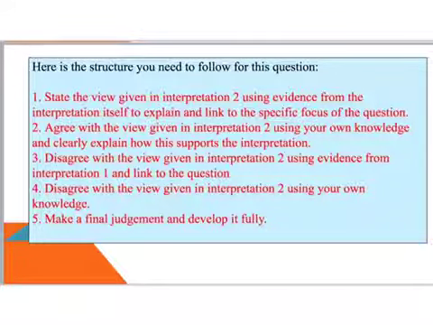What you should be looking for really is a minimum of 2 main body paragraphs with a conclusion. You can break those main body paragraphs up if you wish. You may go for 1 paragraph to agree with the interpretation and then 2 to disagree with it. You can be flexible on that, but what you must do is make sure that you state the view given in the interpretation first. Obviously it's interpretation 2 in this particular case because that's what the question demands, and then use evidence from the interpretation to link it to the specific focus of the question.